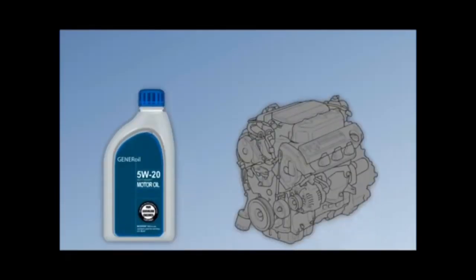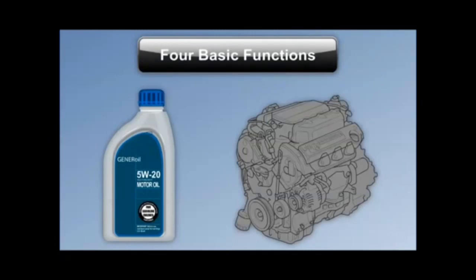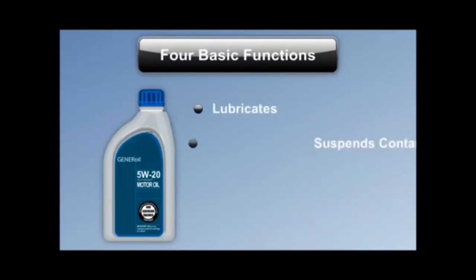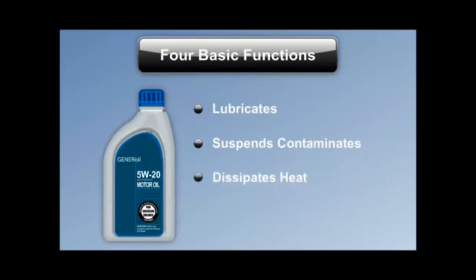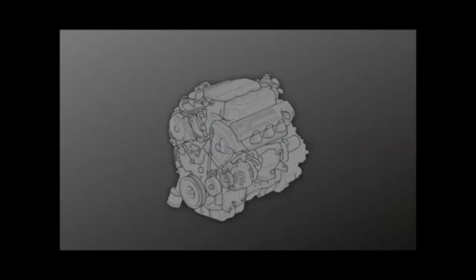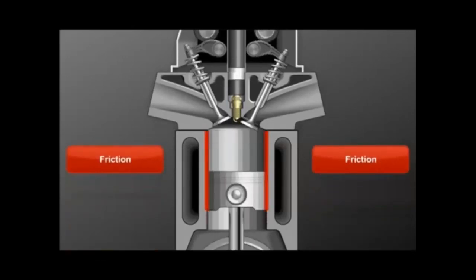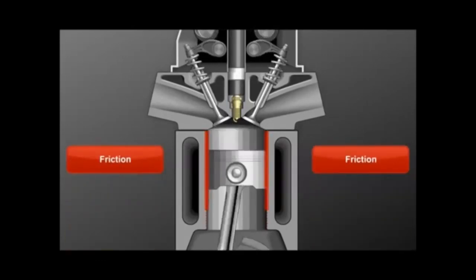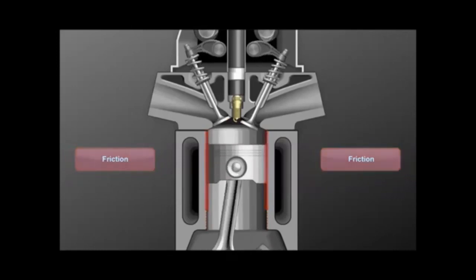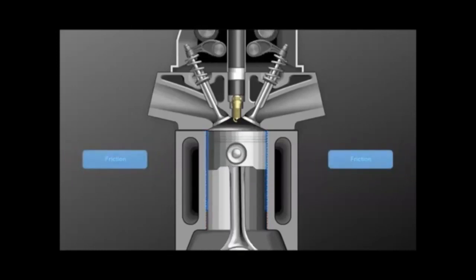Engine oil's primary functions include lubrication, suspending contamination, dissipating heat, and acting as hydraulic fluid for internal engine components. Lubrication represents oil's primary function inside the engine. Moving parts generate friction. Oil reduces friction between these surfaces by creating a narrow film of oil. The oil film reduces friction and heat.